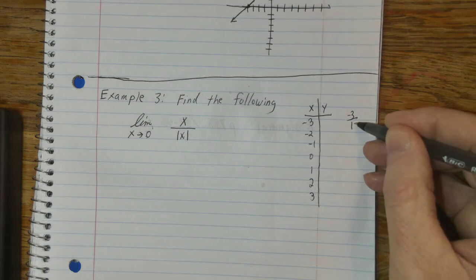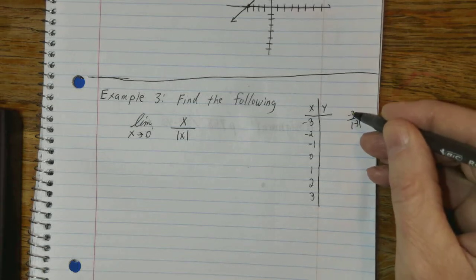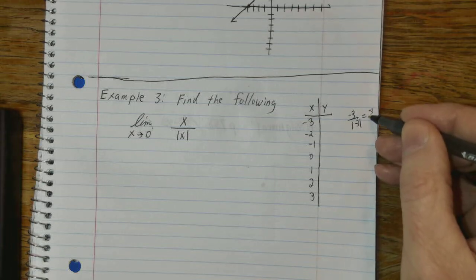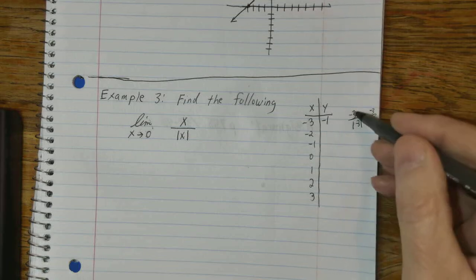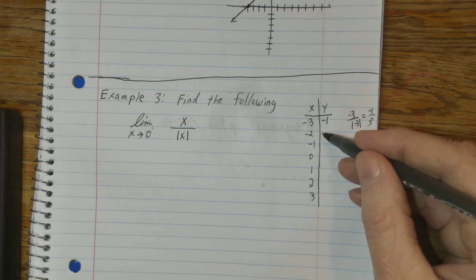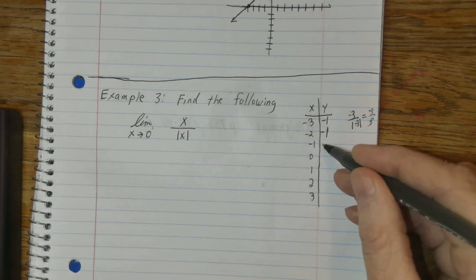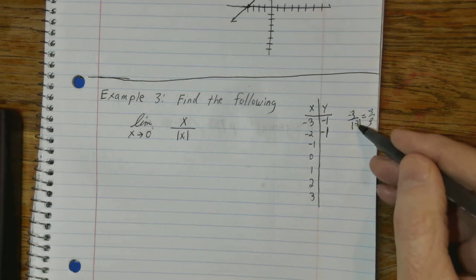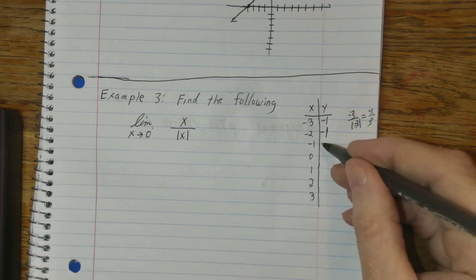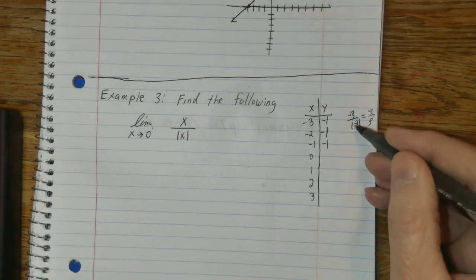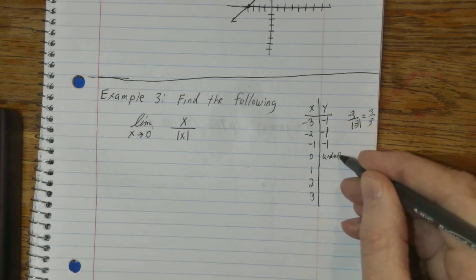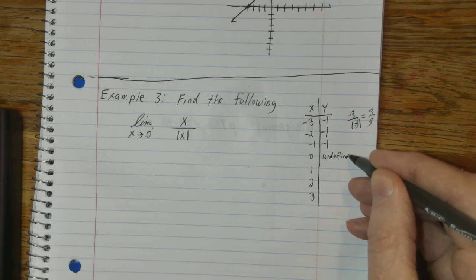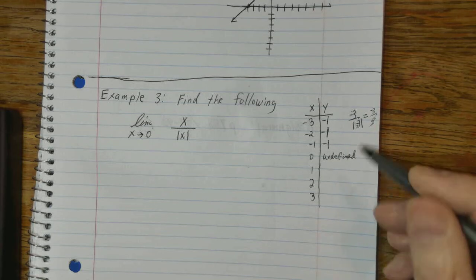-3 over the absolute value of -3 is -3 over 3, which is -1. This is -2 over the absolute value of -2, which is -2 over 2, which is -1. -1 divided by +1 is -1. 0 divided by 0 is undefined. Can't divide by 0. You can never divide by 0.